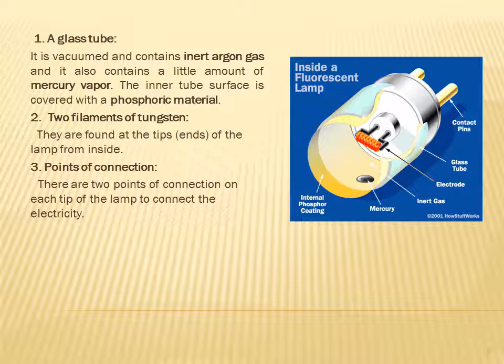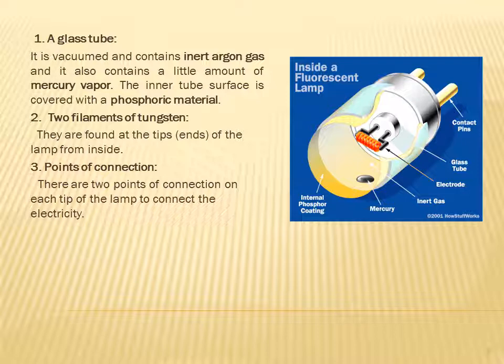Number two, mercury vapor. Mercury, did you hear about it before? Of course, yes, the only liquid metal that we have. It's a very good conductor of heat and electricity. But we insert it inside the fluorescent lamp in its gaseous state, because it's easier to insert in its gaseous state than in its liquid state. That's why we insert it in the form of vapor. Number three, the tube itself from inside is painted with a phosphoric material.